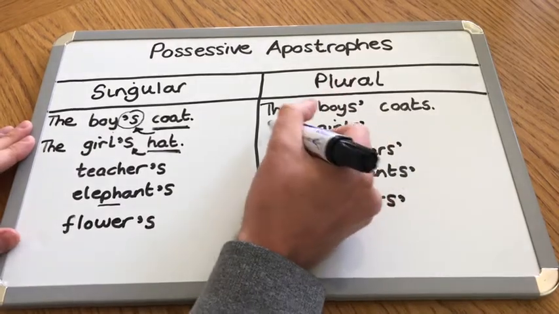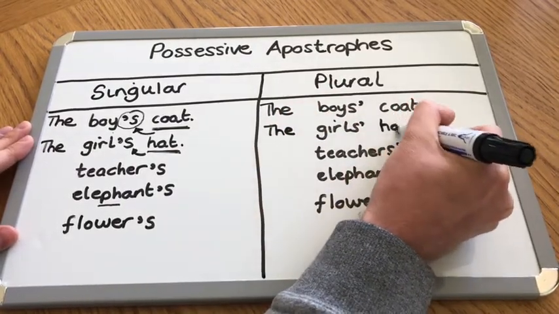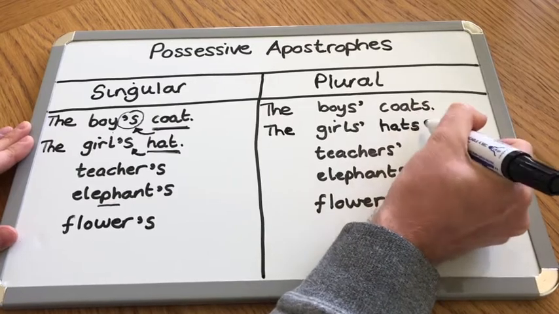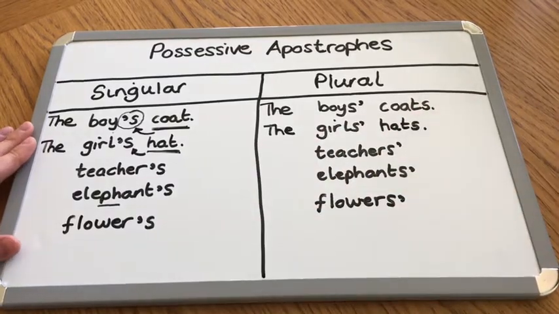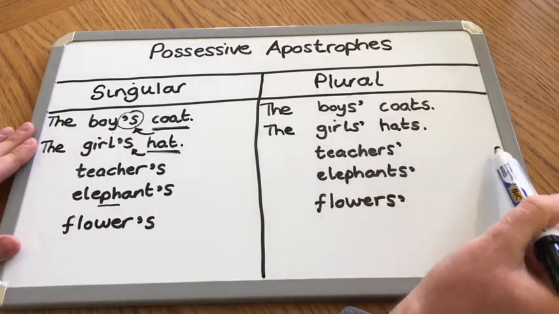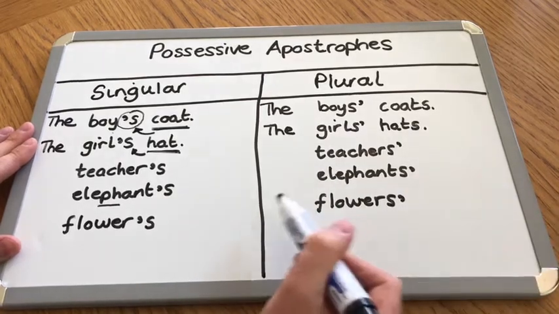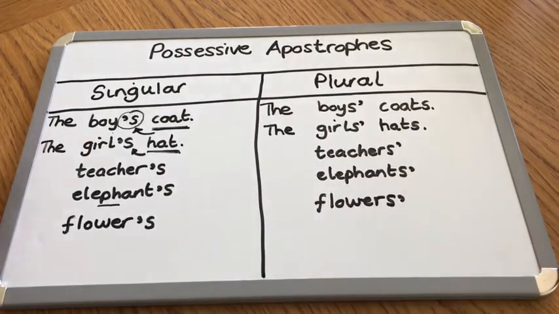It's the same for the girls. They might share one hat, but it's unlikely. So we're going to say they have their own. We're going to plural it. The girls' hats. It could then be the teacher's classrooms, the elephant's tusks, the flower's stems.